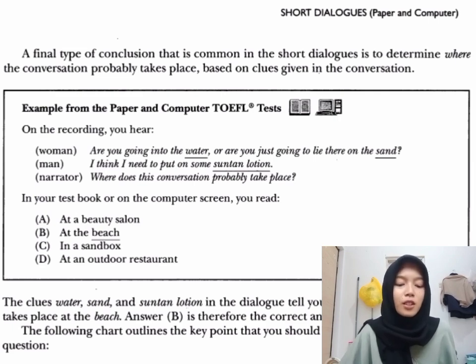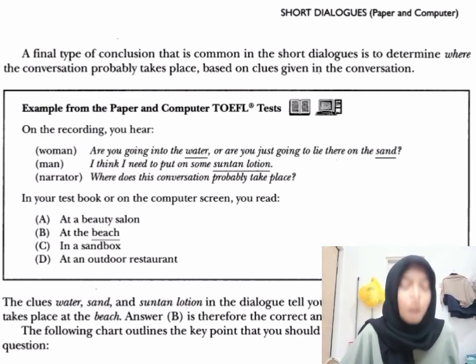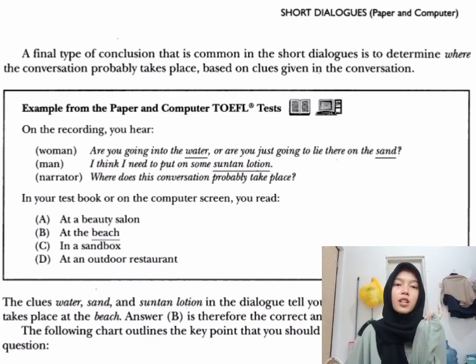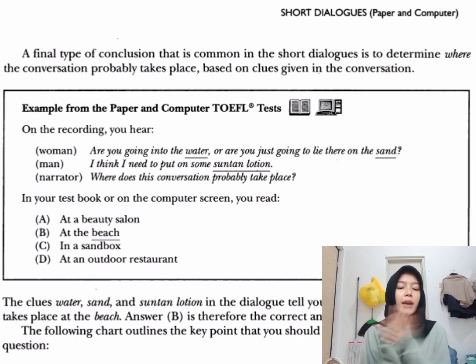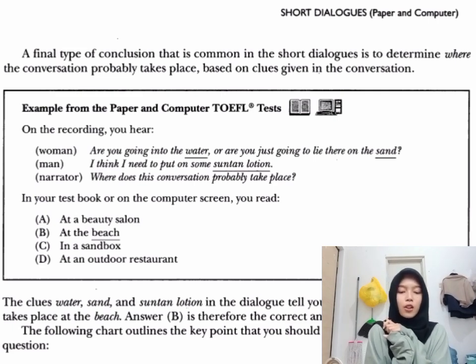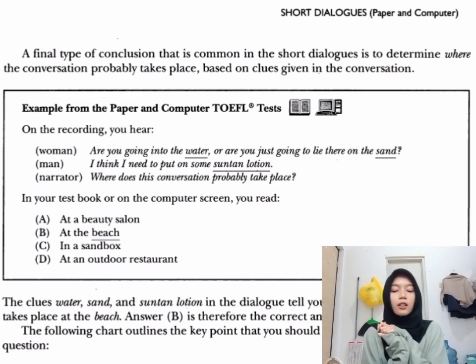And then, the man: "I think I need to put on some suntan lotion." Suntan lotion is similar to sunscreen, guys. When we go to the beach, we need to apply suntan lotion because we don't want our skin to burn from the sunburn.